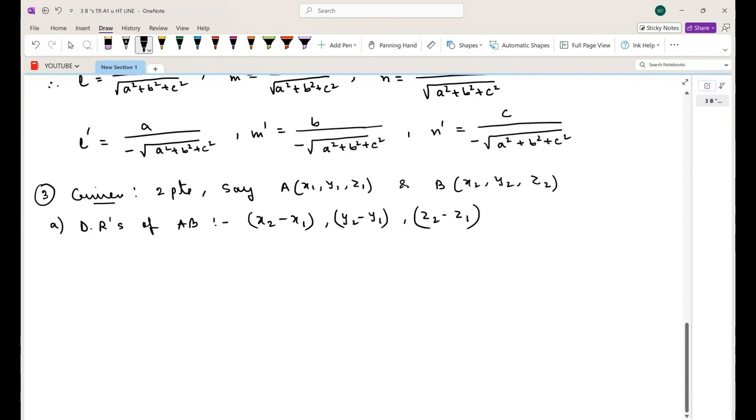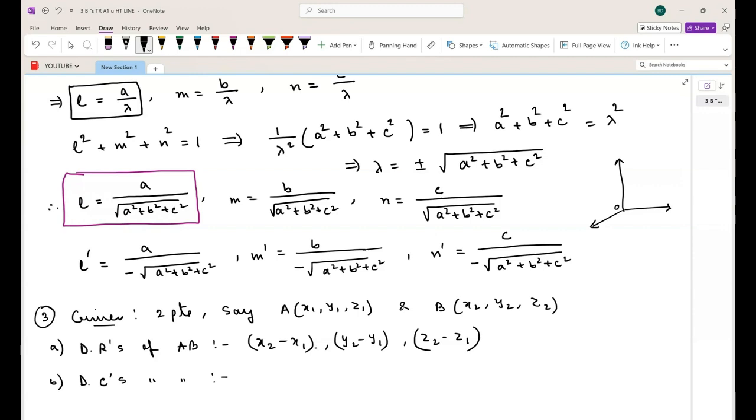So remember, this concept is again similar to finding the slope of a line in 2D where 2 points were given to you. You remember the slope was y2 minus y1 by x2 minus x1. I'm not going into the derivations, they are quite complicated in 3D. So I'm just giving you somewhat of a similarity between the two concepts. So DRs will be given by this.